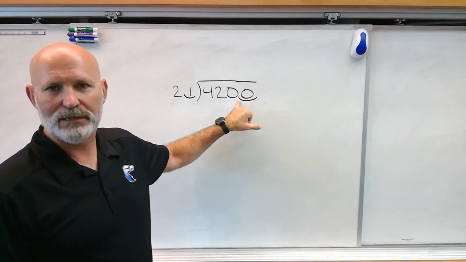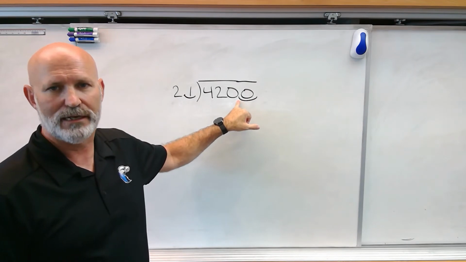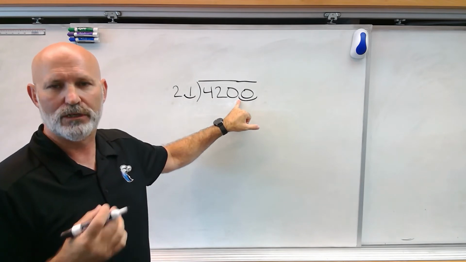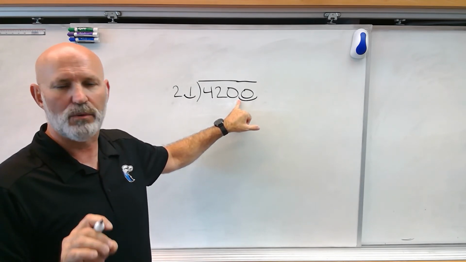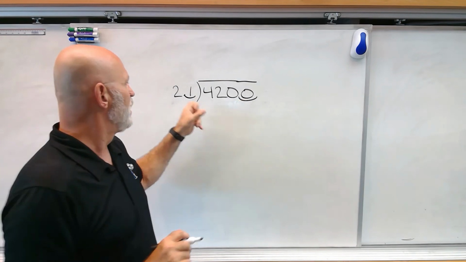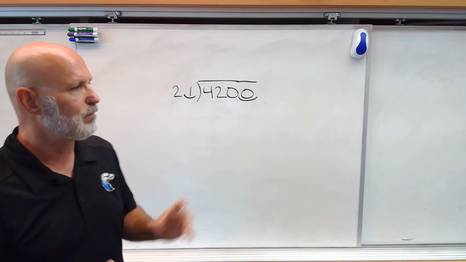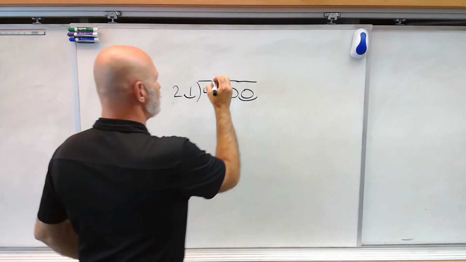There's always a decimal behind any whole number, or any number for that matter, unless it's already a decimal, but there's always a decimal behind any whole number. We just don't use it or need it, so we just leave it off. But there's always an implied decimal. So now I've got 21 goes into 4,200. How many times? Let's take a look. 21 goes into 42 twice.